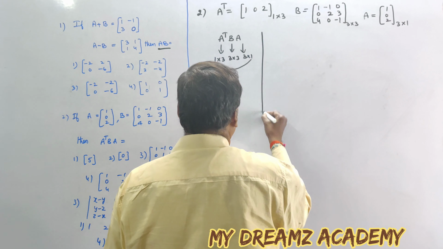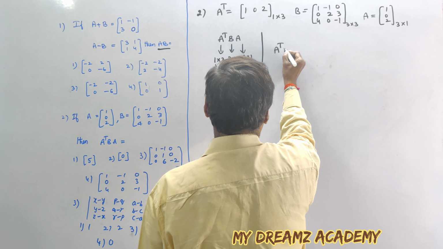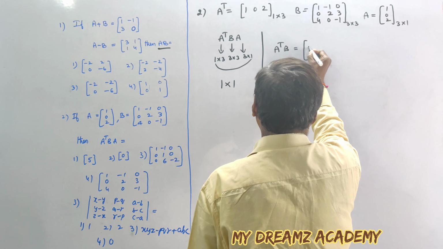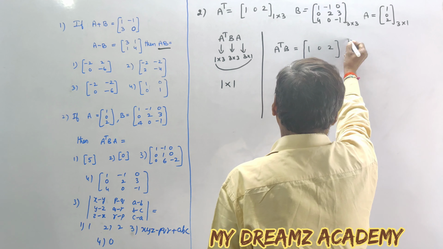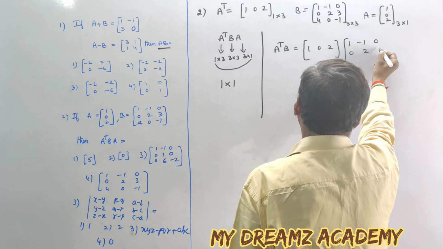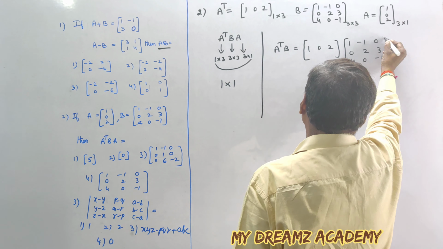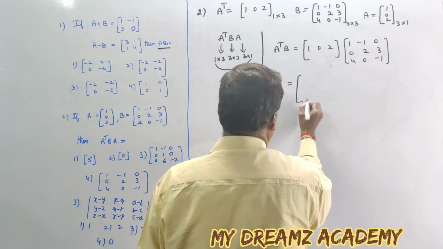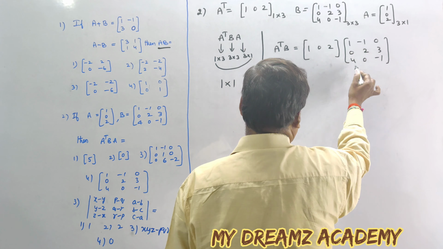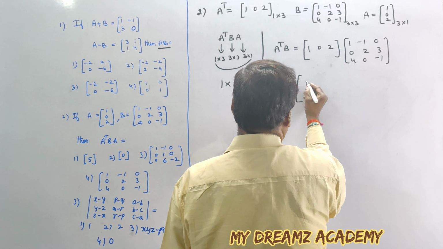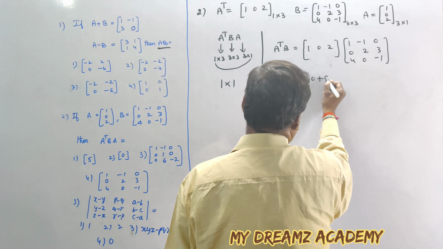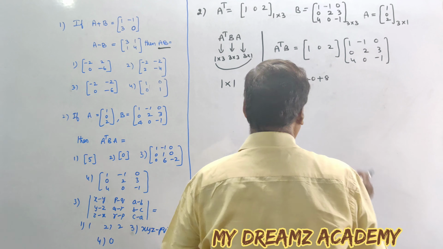For that, what I am doing is A transpose into B, I am finding first, which is [1 0 2] into [[1, -1, 0], [0, 2, 3], [4, 0, -1]]. First row with first column, only you will get 1 row, but 3 columns you will get. First row, first column, 1 into 1 plus 0 into 0 plus 2 into 4, 9. First row, first column completed.